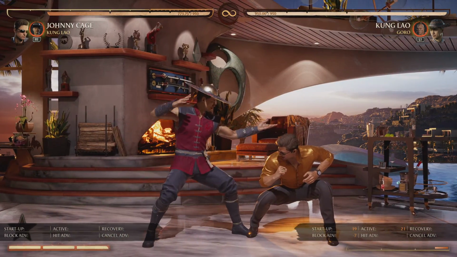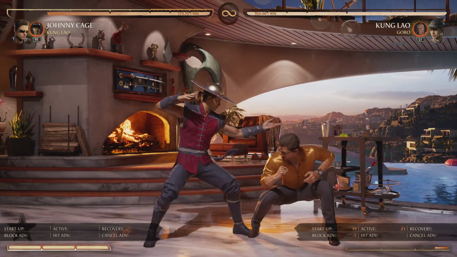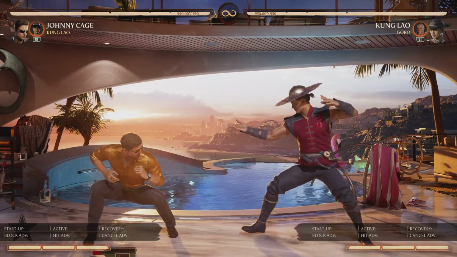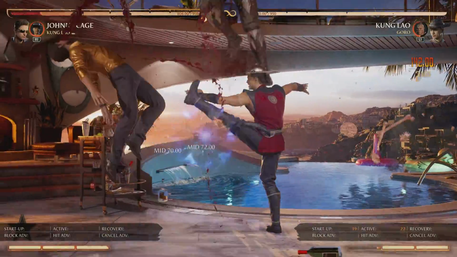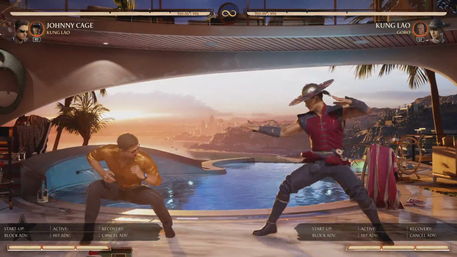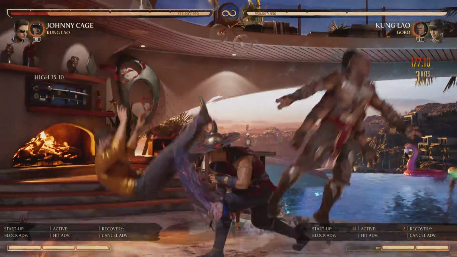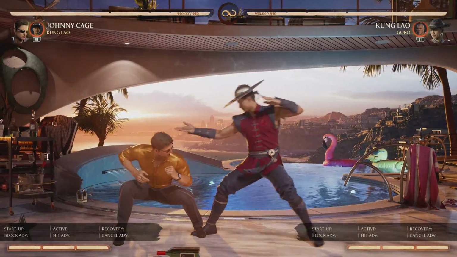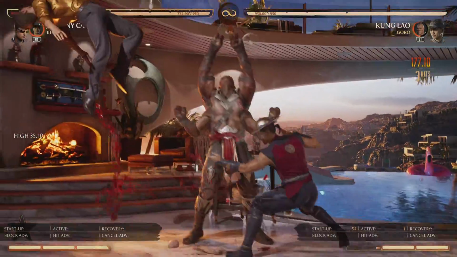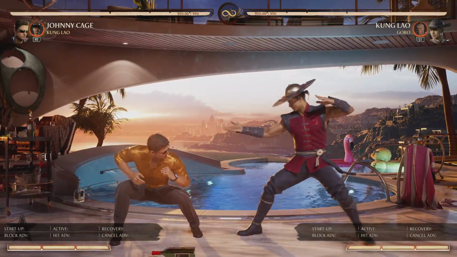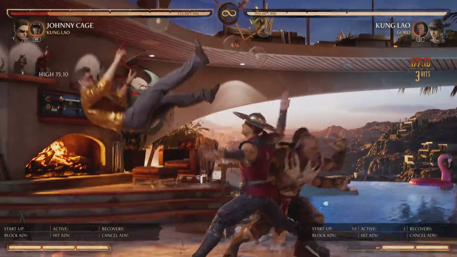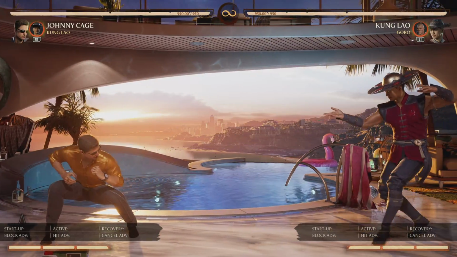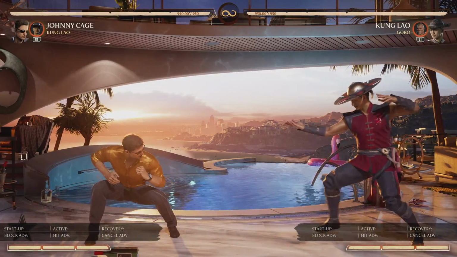Because he's also one of the few characters that can combo off of his armor on hit. Right? So whatever the combo is here, I think it's back to 4, yeah. I think I'm doing it a little bit too late, but yeah, regardless, being able to combo off of safe armor is huge.